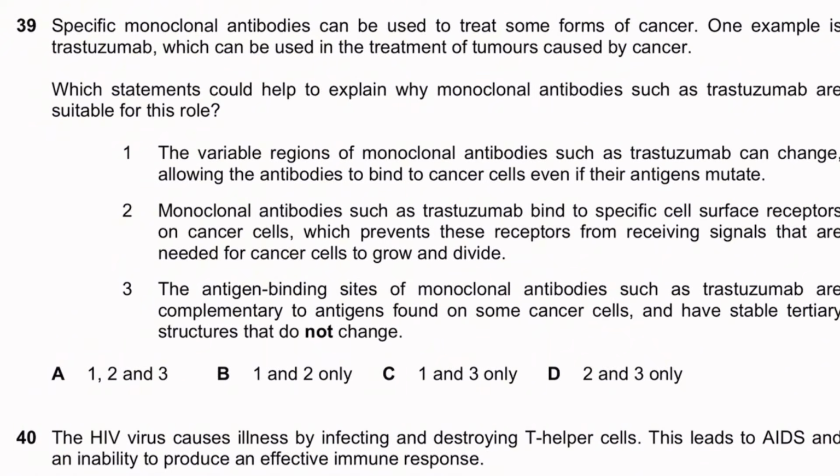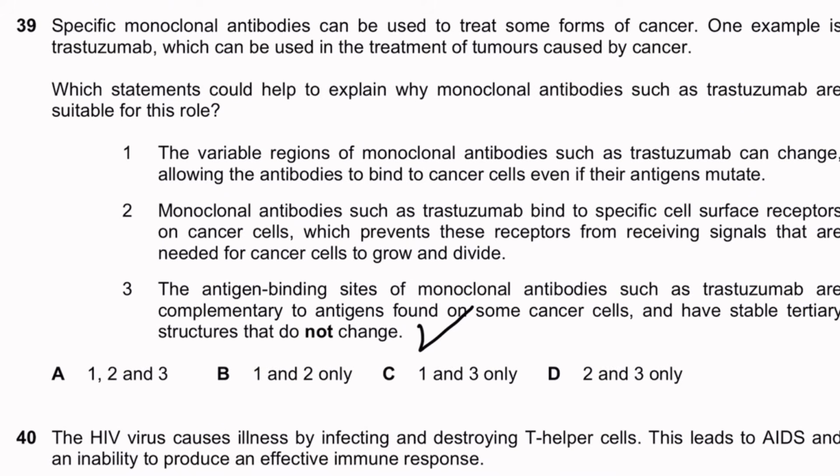Monoclonal antibodies such as this one bind to specific cell receptors on cancer cells, which prevent these receptors from receiving signals that are needed for cancer cells to grow and divide. Or the antigen binding sites of monoclonal antibodies such as trastuzumab are complementary to antigens found on some cancer cells and have stable tertiary structures that do not change. Exactly. Okay, so they have similar antigens to the ones on cancer cells, so they can bind them, and they can lead to inflammation, and they can lead to leukocytes and white blood cells getting rid of them.